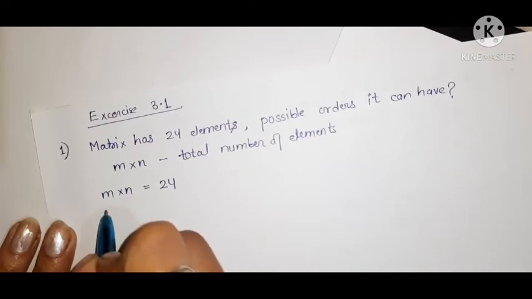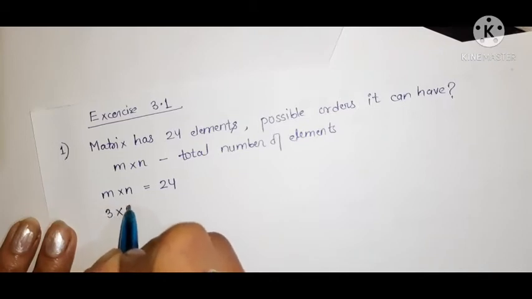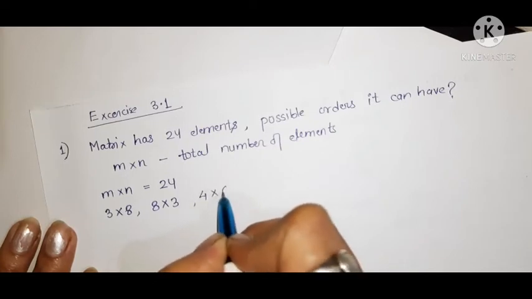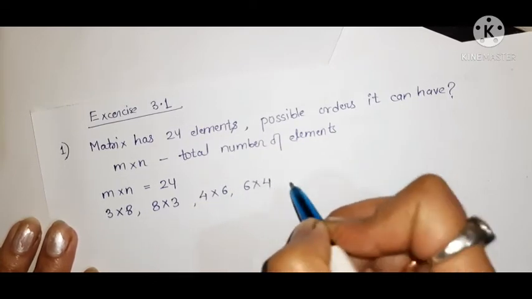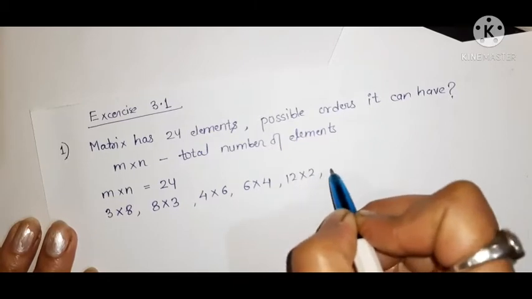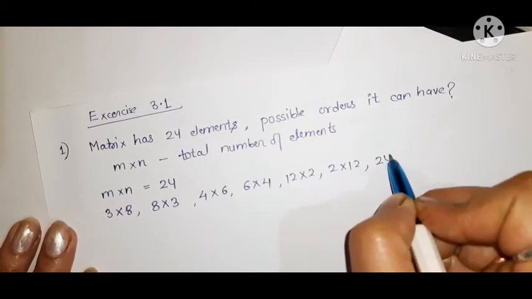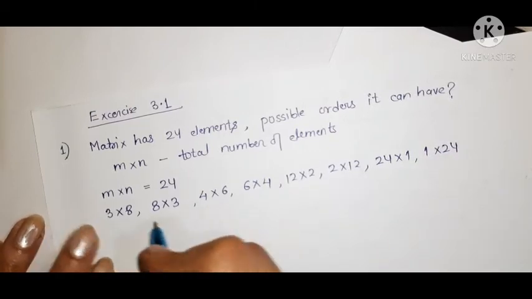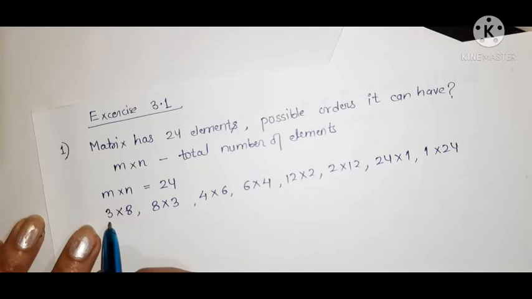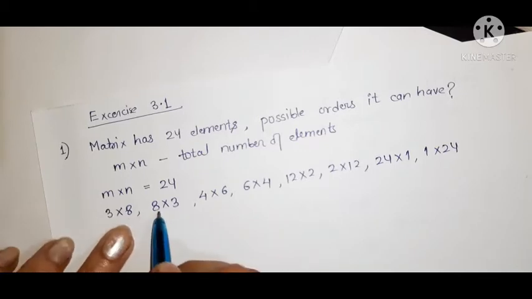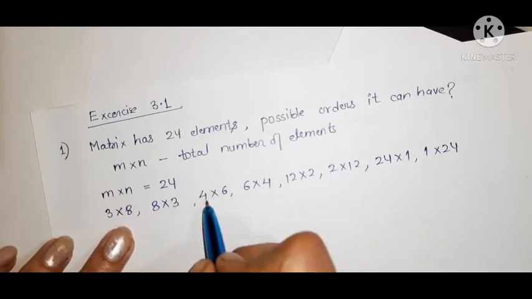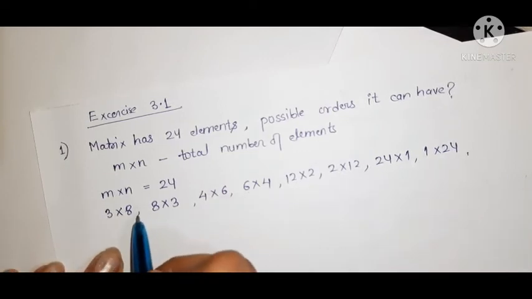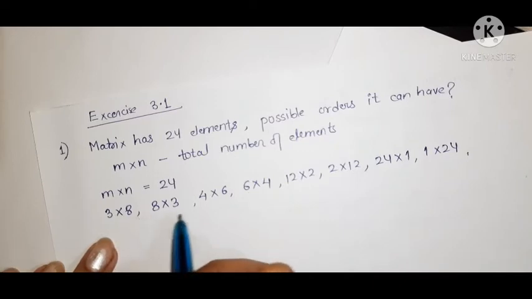24 you get by multiplying 3 into 8, 8 into 3, 4 into 6, 6 into 4, 12 into 2, 2 into 12, 24 into 1 and 1 into 24. These are the possible values for m and n. Here 3 rows, 8 columns, 8 rows, 3 columns, 4 rows, 6 columns, 6 rows, 4 columns and so on. In this way we can find the possible orders a matrix can have.